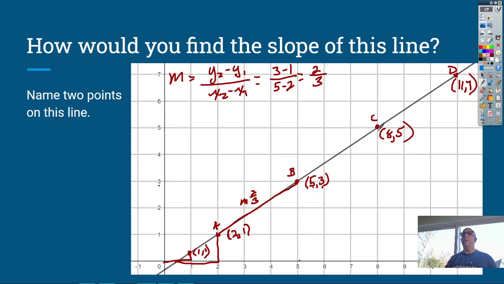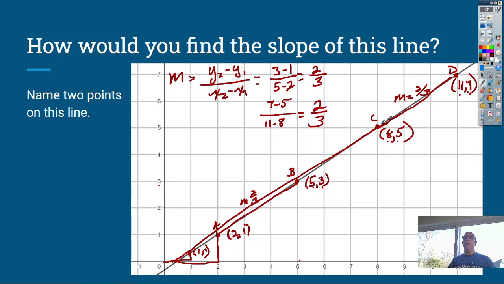I'm going to pick another 2 points. Let's pick C and D. And what's the slope of this line? Well, that would be 7 minus 5 over 11 minus 8. And that gives me 2 over 3. So this is 2 over 3. And on any 2 points that I find in this line, if I subtract those 2 points, I will still get a slope of 2 over 3.